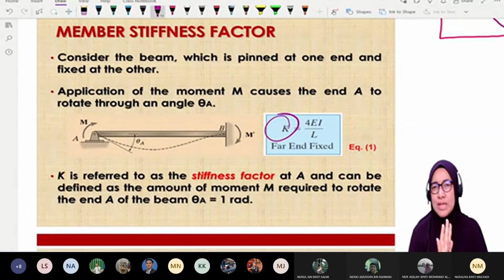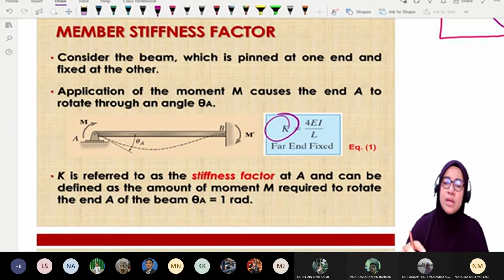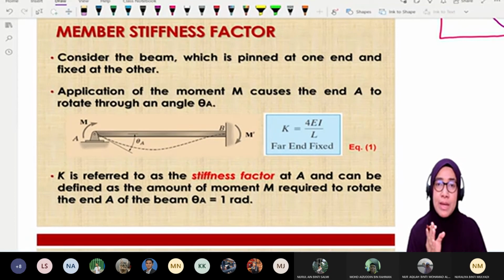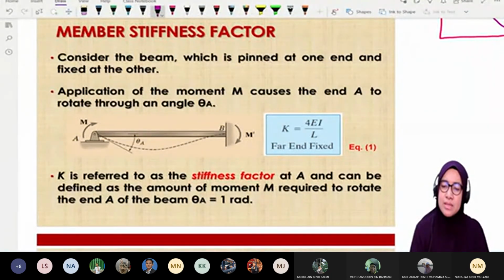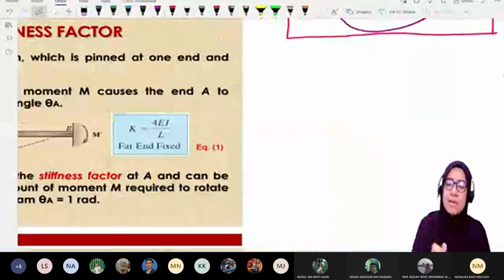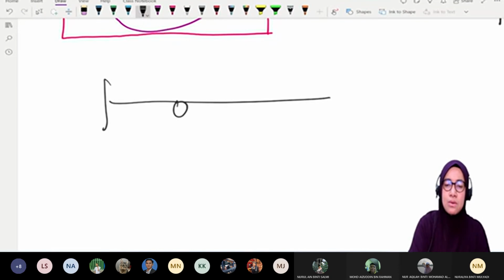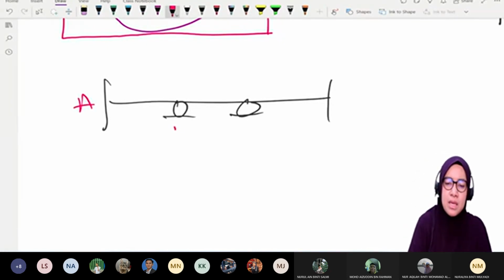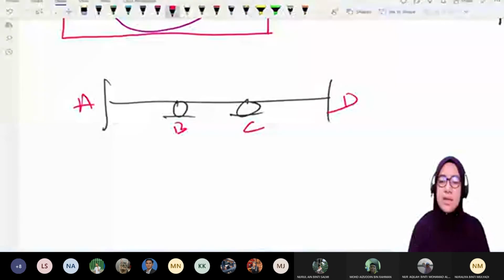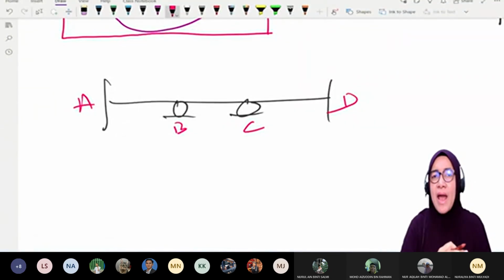So we have four conditions. We use K equal to 4EI over L. We do this one by one member, one by one element. K equal to 4EI over L for far end fixed. Far end fixed. Why is it called far end fixed? It is like this. For example, we have this: 1, 2, 3, so we have A, B, C, D. The term used is far end fixed.